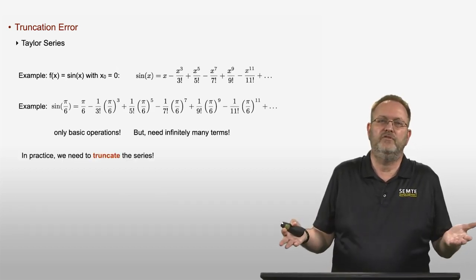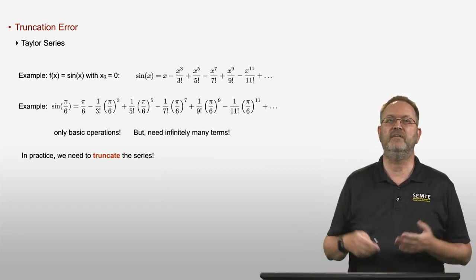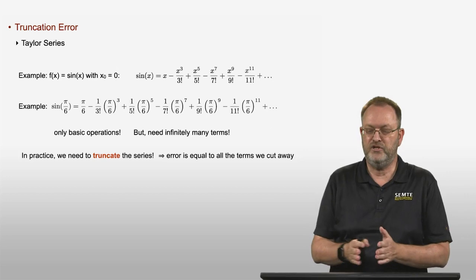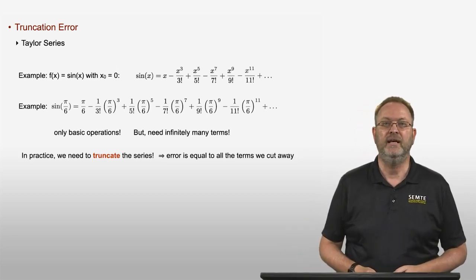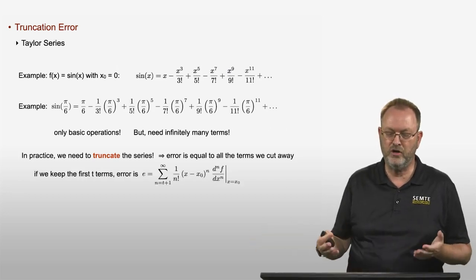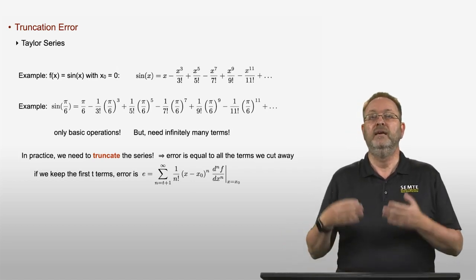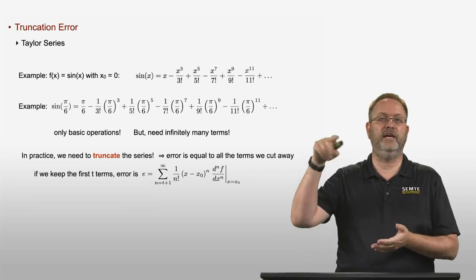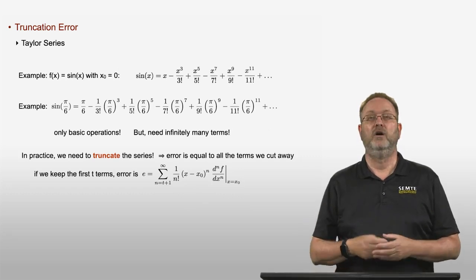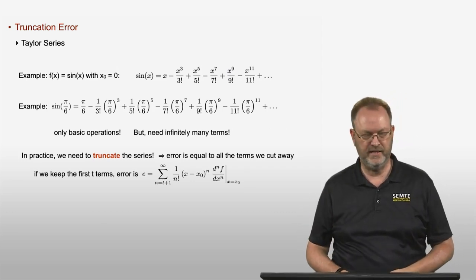But we can't do infinitely many terms, right, if we want to calculate and do something. So we have to truncate this series. And that truncation introduces a truncation error. And the error that we make when we stop summing up additional terms is just equal to the sum of the terms that I'm cutting away, right? So if I go all the way through the first t terms, then my error will be the sum of the t plus 1 term all the way to the infinite term. So the sum from t plus 1 to infinity of 1 over n factorial x minus x naught to the power n times the nth derivative evaluated at x naught.